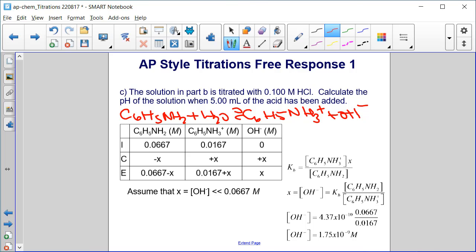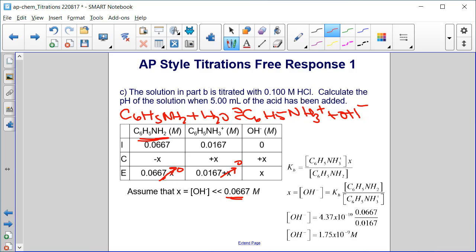Now, remember, assume that X is very, very small, right? Much, much less than the concentration of the aniline base. All right. And so what we can do here is assume that the change is small relative to the initial concentrations, and use our Kb expression to determine X. So we already wrote our Kb expression in part A. We're just going to use it now and find X, which is equal to our hydroxide concentration.